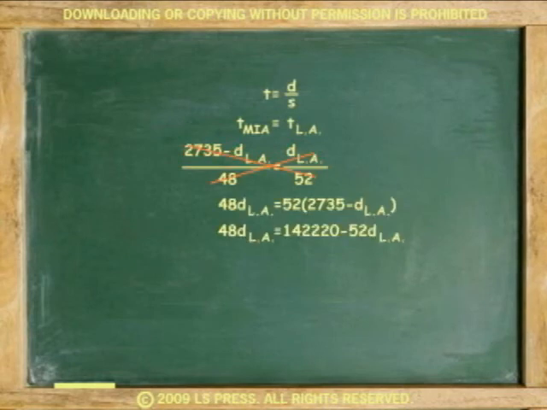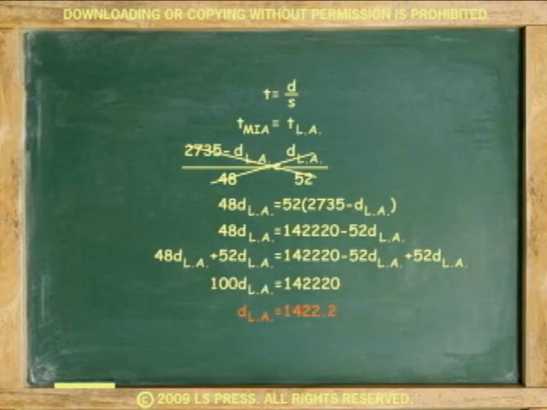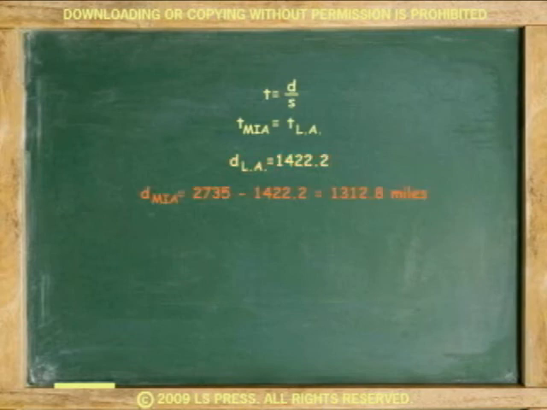Now cross multiply and solve for distance Los Angeles. Add 52 dLA to both sides. Divide both sides by 100. dLA equals 1,422.2. If distance LA equals 1,422.2 miles, then distance Miami equals 2,735 minus 1,422.2, or 1,312.8 miles.